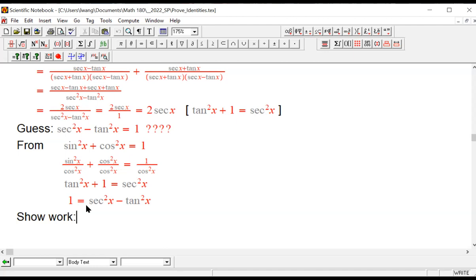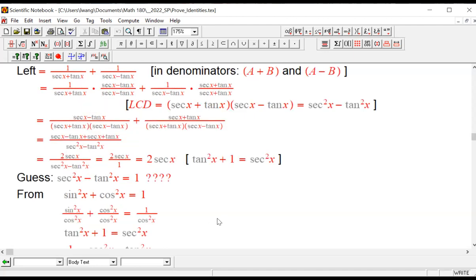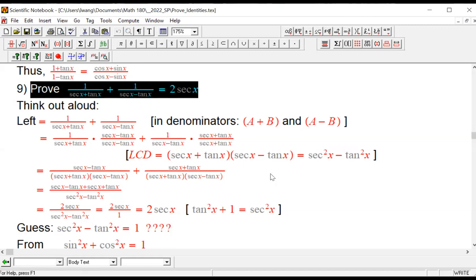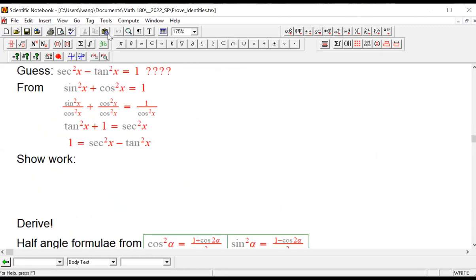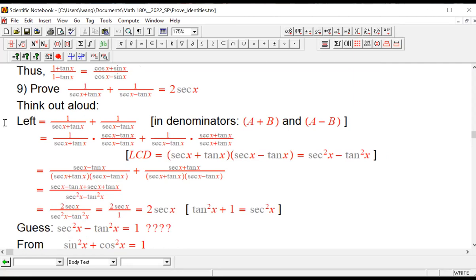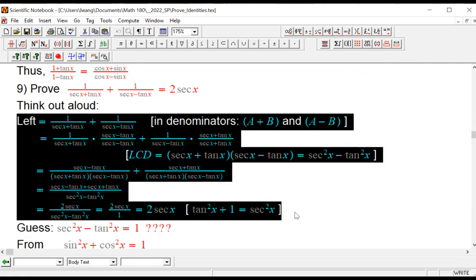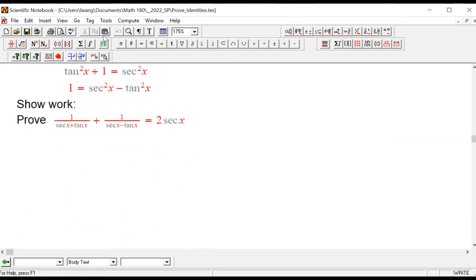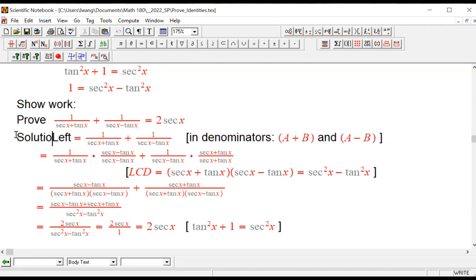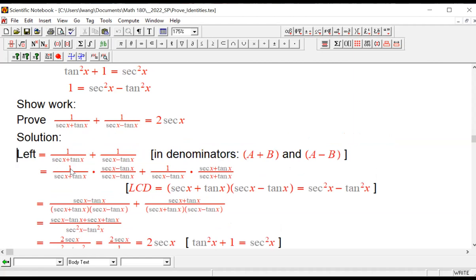Show work. When we show work, we always start from something. We never start with the thing we are to prove, because we pretend we don't know whether that's true or not. Of course, we're going to do some trimming. So I'm going to put solution, the left-hand side.